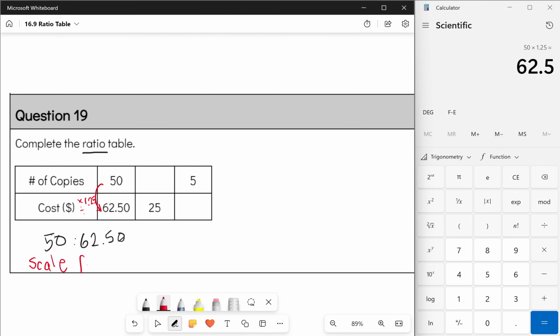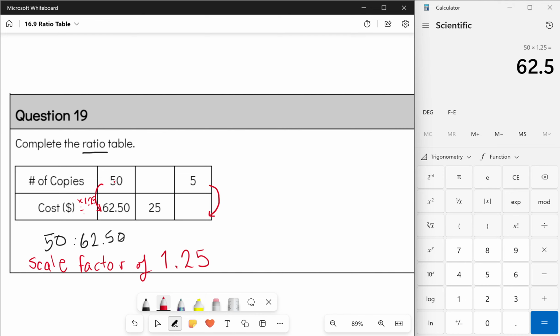Scale factor of 1.25. That will really help me. Now, I'm not going to say times 1.25, and you'll see why in a minute, because the 1.25 is our scale factor, but it can actually work both ways. It can bring us from the top to the bottom. It can also bring us from the bottom to the top. But over here, we wanted to go top to bottom, so let's just do the easy one first.